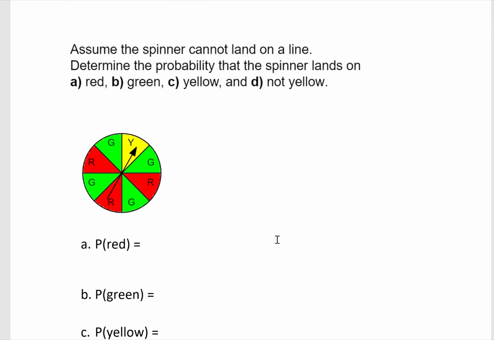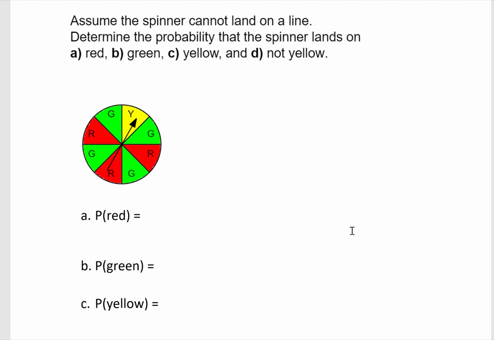Assume the spinner cannot land on a line. Determine the probability that the spinner lands on red, green, yellow, and then not yellow. So when I look at the circle here, I see it's divided into 8 sections. So the probability of landing on any one of those sections is going to be 1 out of 8.